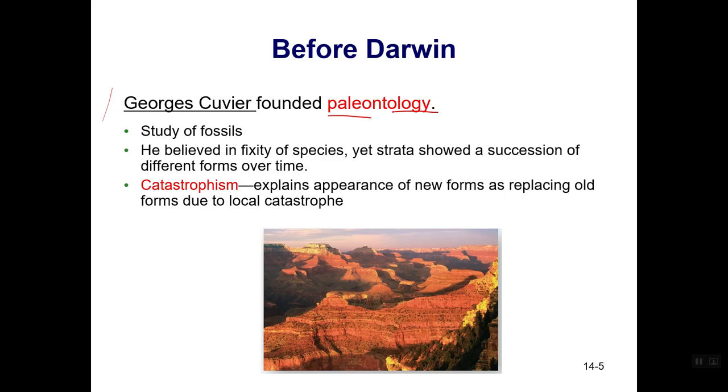So his thought was that catastrophes happened, and that caused some of these new forms to replace old forms. This thought process was called catastrophism. All right, so that was Georges Cuvier's conclusion of all of these different fossils that he found that seemed to show similar species replacing older species.